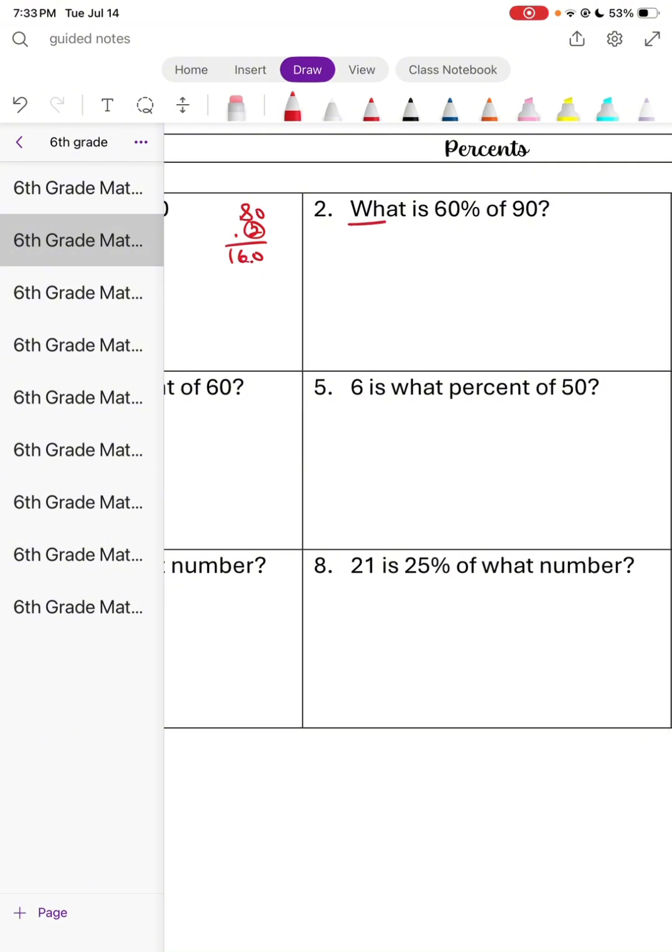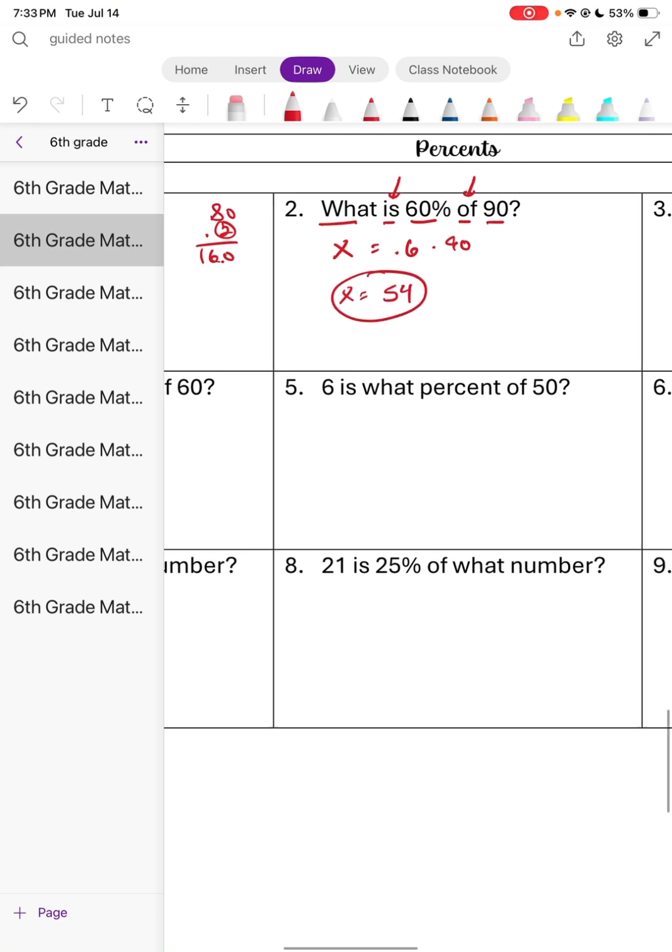Same thing, X equals 0.60 times 90. The word is means equal. The word of means multiply. Anytime you're dealing with fractions, percents, decimals, of means multiply. So X equals 0.60 times 90. 0.60 times 90 is the number 54. So 60% of 90 is 54.